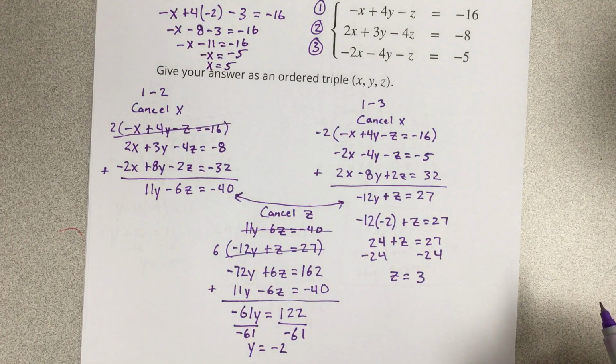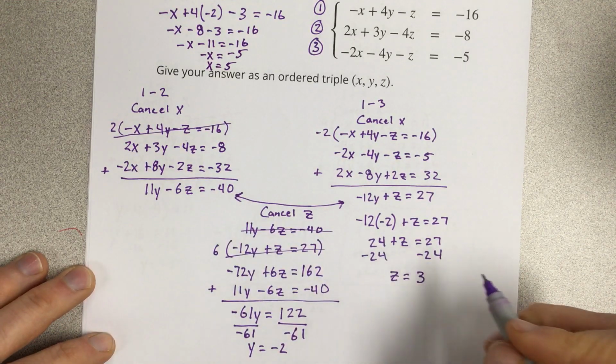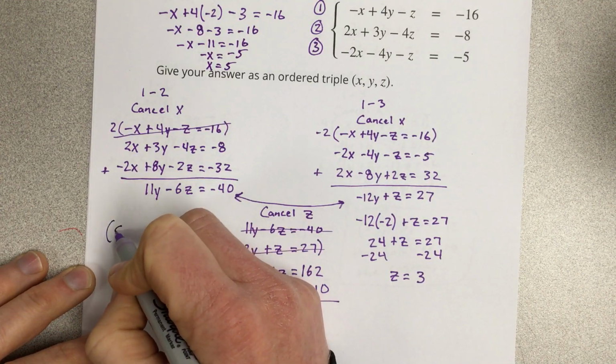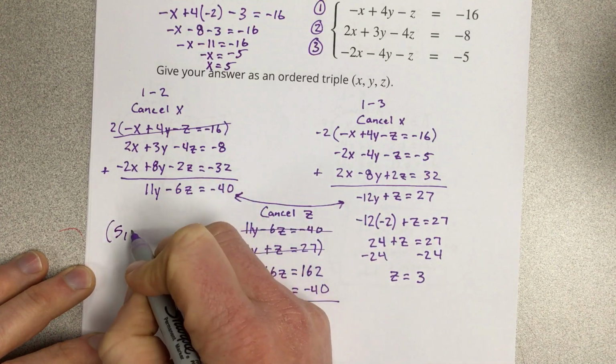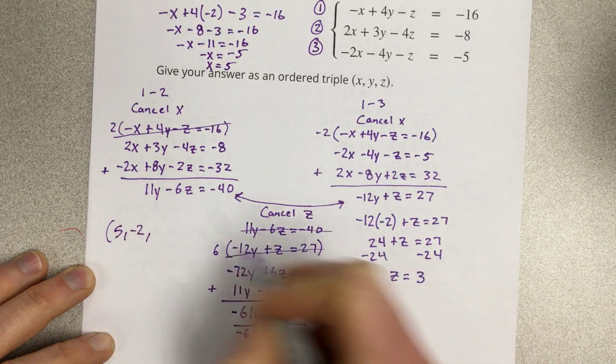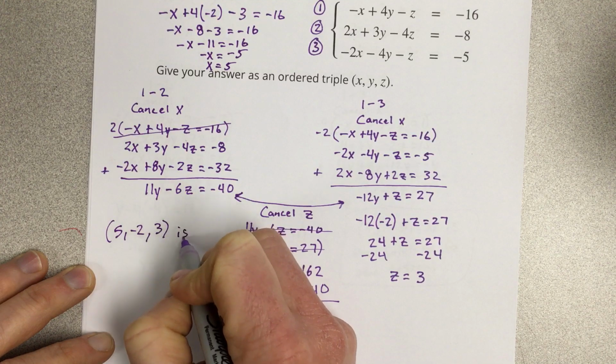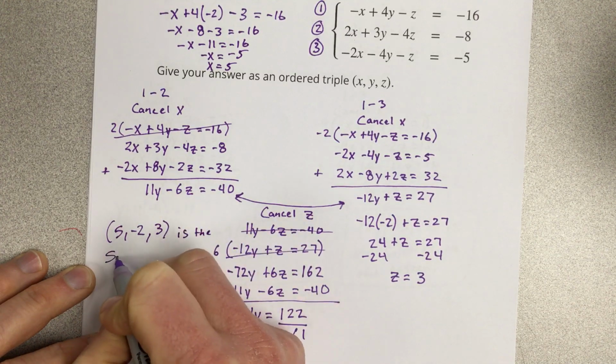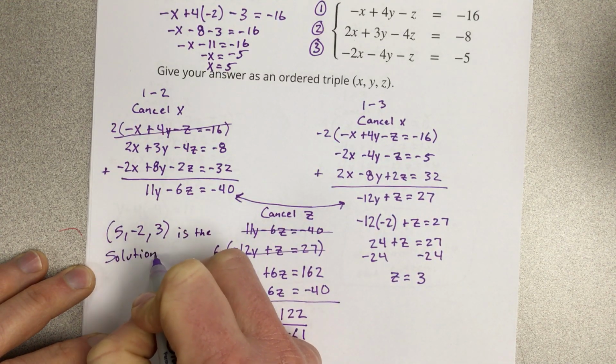So now I have 5. I can write 5, negative 2, and 3 is the solution to the system.